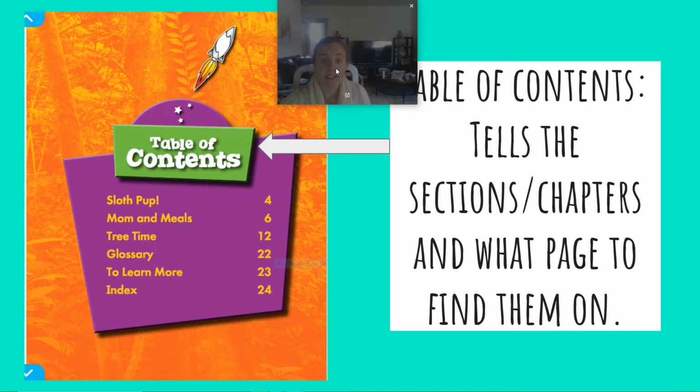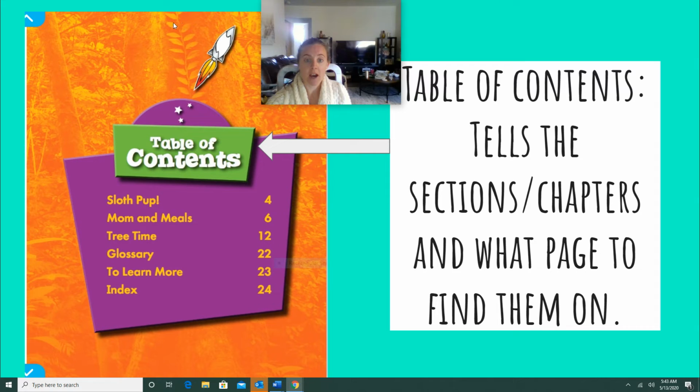Next, we have the table of contents. Now, the table of contents tells the sections or the chapters and what page to find them on. So as you can see in this book about sloths, there's three chapters, and then you have the glossary to learn more and index and what pages they are found on.